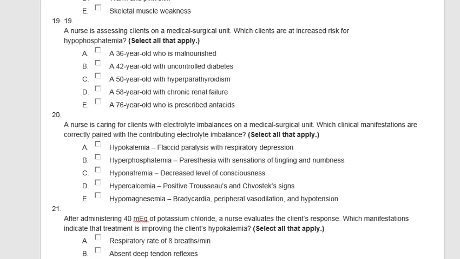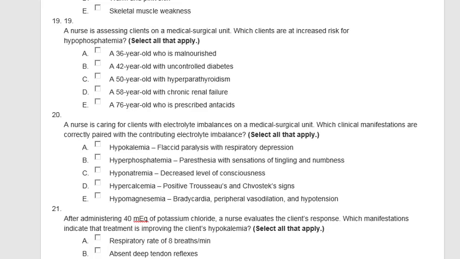So that one is incorrect. A high calcium causes a slow down effect. The low calcium causes the hyperexcitability. So that one's incorrect. Hypomagnesemia, bradycardia, peripheral vasodilation, and hypotension. No. High mag is going to cause the slowing down, not a low mag. Remember, magnesium and calcium are the opposite of potassium and sodium when it comes to membrane excitability.